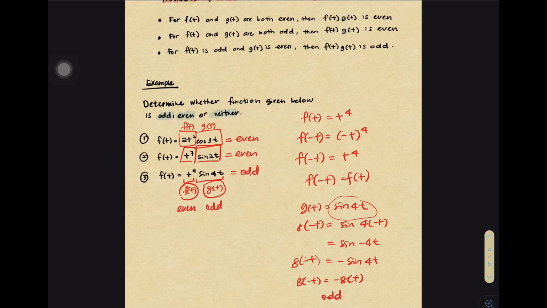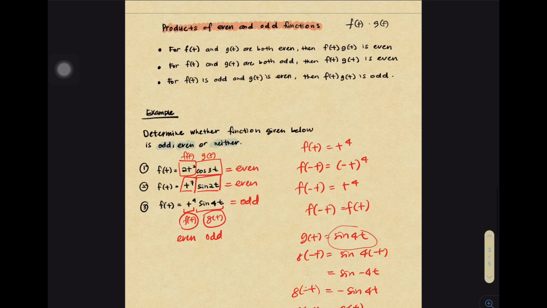So these are the properties of even and odd functions that you need to remember. When you have two functions where both of them are even, you will get in return an even function. When you have two functions where both of them are odd, the multiplication of those two functions will give you an even function. But if one of the functions is odd and the other is even, the multiplication of those two functions will give you an odd function.